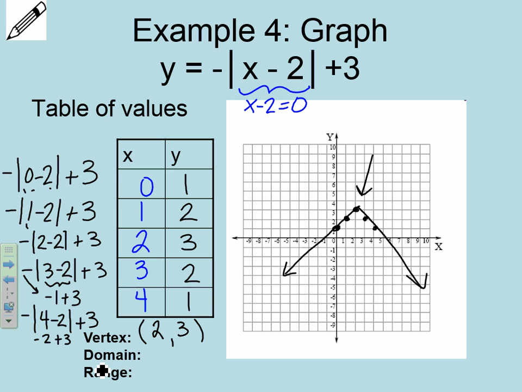Domain, one more time, is all real numbers. We could plug in any x value we want in the world. The range is a description of what the y values are doing. So we're going to talk about y. Now notice again the y values, 1 to 2, up to 3, but then back down to 2, back down to 1. So this time, my y values are less than or equal to 3, because they stay 3 or under, essentially, when we look at our table and our graph.